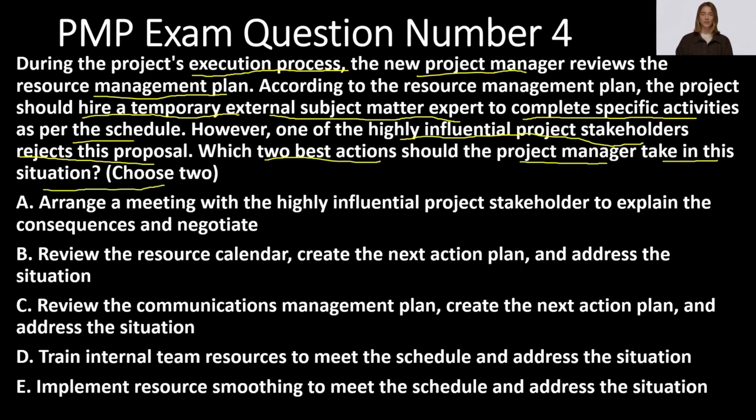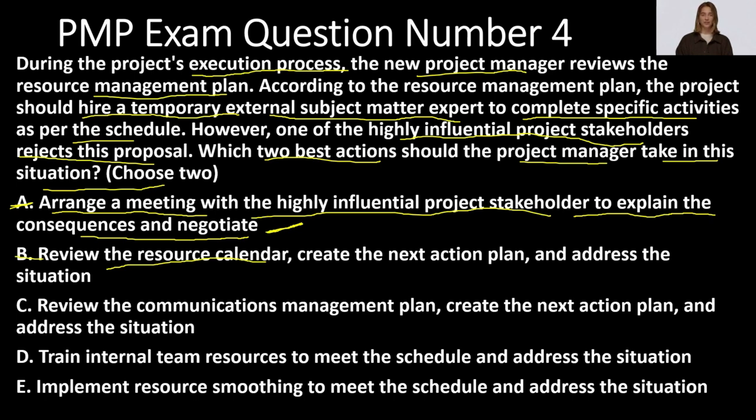Option A suggests that the new project manager should arrange a meeting with the highly influential project stakeholder to explain the consequences and negotiate with them. This option aims to provide a clear understanding of the situation, negotiate for a resolution, and seek alignment. It's a good option. Option B includes reviewing the resource calendar, but since the resource management plan clearly states the need to hire a temporary external subject matter expert, this is not the best choice.